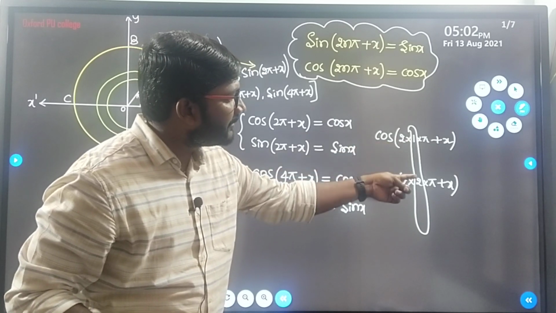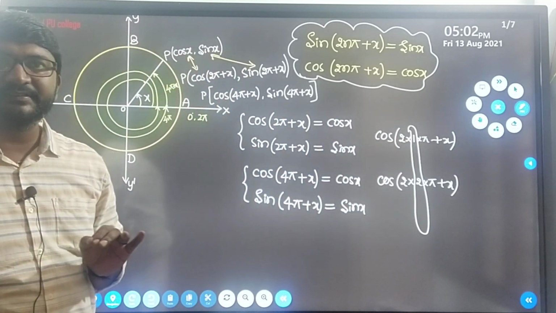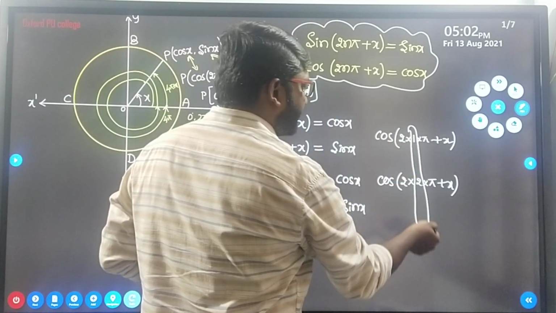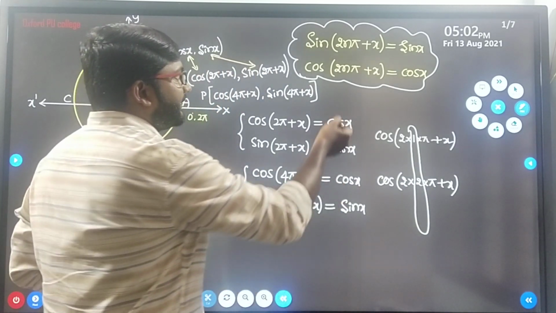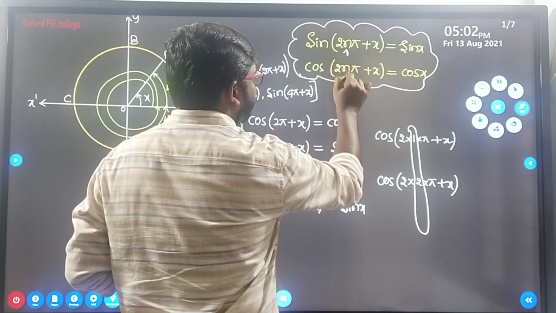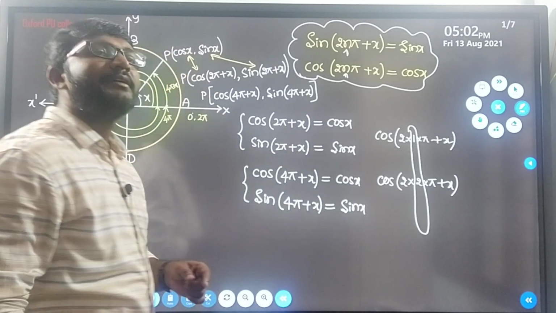So what are these 1, 2, 3? These are nothing but the integers. So instead of writing 1, 2, 3, 4, 5 and so on, I can replace that by small n, where n is going to be an integer.